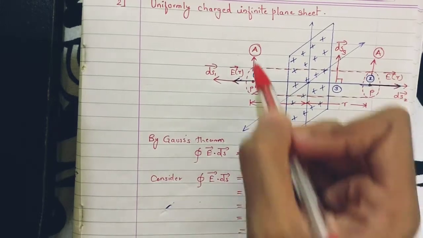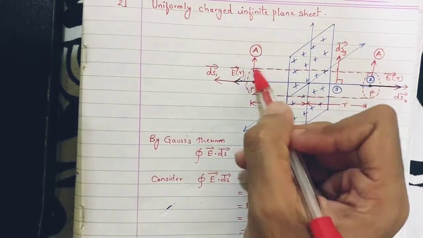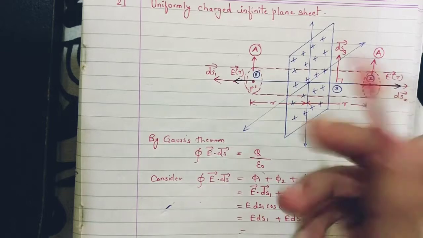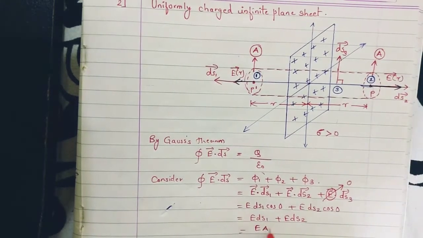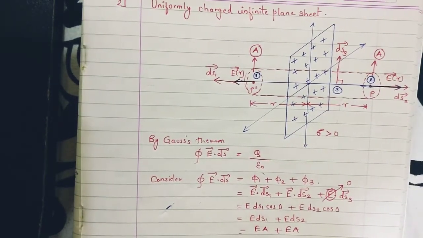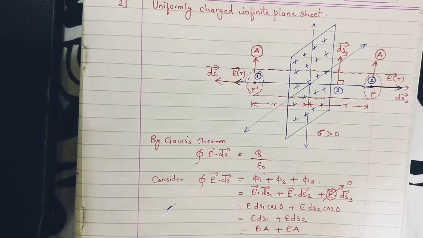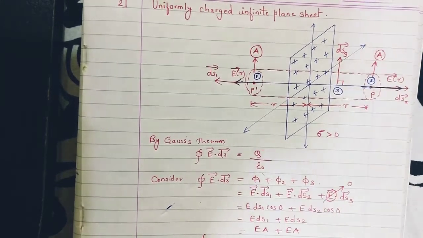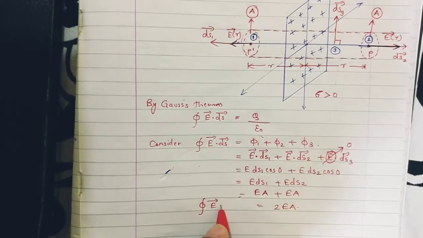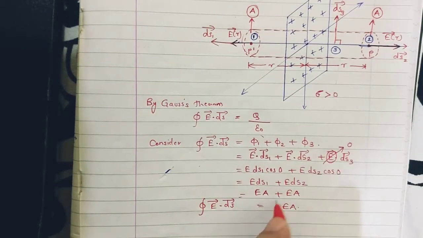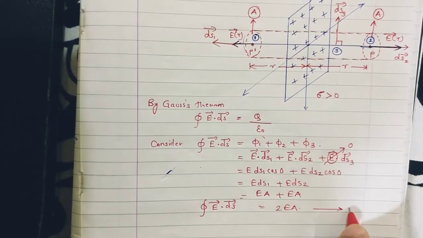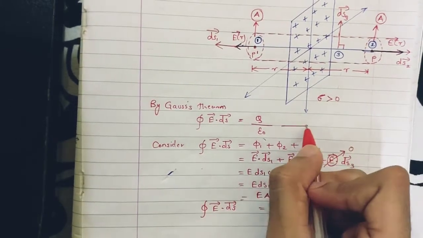And what is the area we have considered? The area of this cross-sectional surface we have considered as A. So let us put it as A and A. So it is going to be 2 times EA. So the total flux coming out from the Gaussian surface we got as 2EA. Let's name this as equation 1.